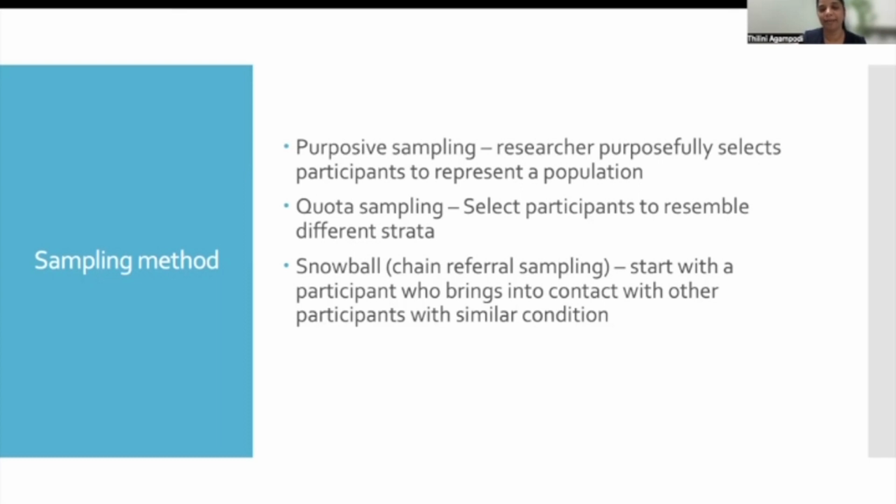Or chain referral sampling. Why is it called snowballing? When a snowball falls from the top of the hill to the bottom, gradually the size of the snowball gets larger and larger because of the addition of snow, right? Likewise, we start from one patient. And gradually that patient brings 2 participants. Those 2 participants bring 4 participants. Likewise, you can enlarge or increase the sample.